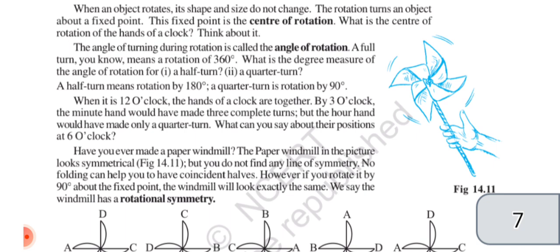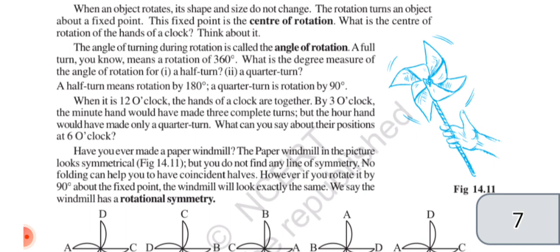When it is 2 o'clock, the hands of a clock are together. By 3 o'clock, the minute hand would have made a full turn, but the hour hand would have made only a quarter turn. What can you say about the positions at 6 o'clock?